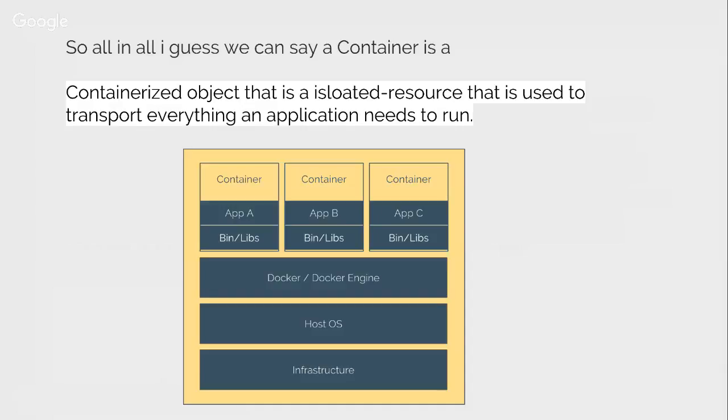So this is an image of what a container will look like when it's in this environment. And all in all, we can then say that a container is a containerized object that is an isolated resource that is used to transport everything an application needs to run. So hopefully that's pretty straightforward and a good definition.